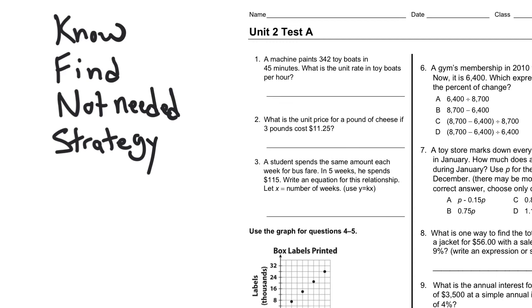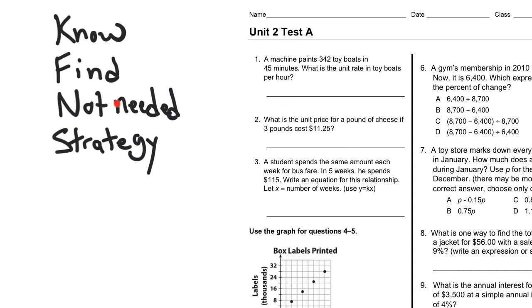One of the things I'm going to remind us of, most of these are word problems, okay? So we're going to use our strategy of know, find, not needed, and the strategy. So K, F, N, and S. And the way that works is we're going to look for things that we know. What are the things that we know about the problem? Okay? What is it they're actually asking us to find? And I'll work through these as we go along.